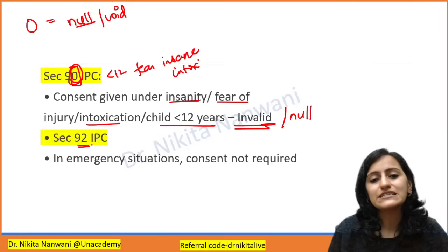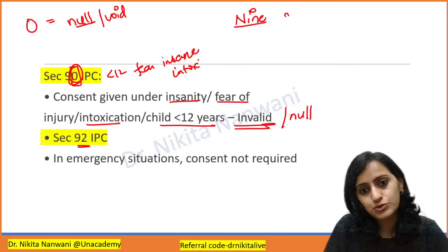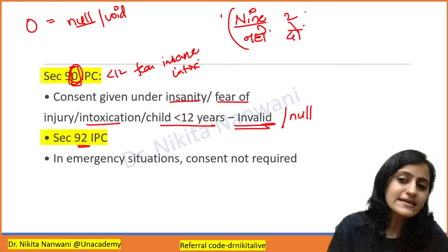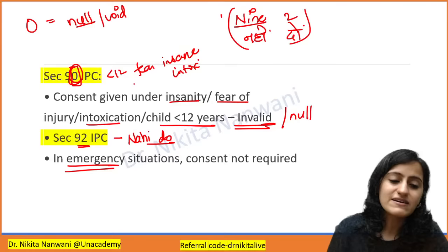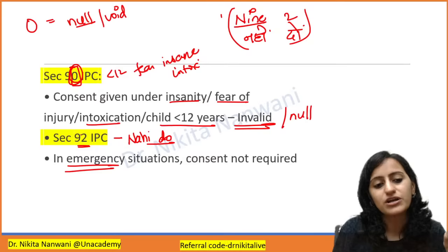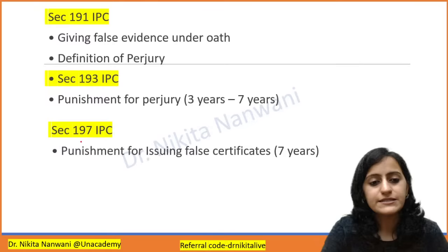Then you have 92. So in our mnemonics, 9 is like nahi and 2 is like Hindi ka do. So nahi do, consent to bhi chalega. So 92 is like nahi do, consent to bhi chalega. Why? Because it is an emergency situation. So saving the patient's life is more important than waiting to take a consent. So in emergency situations, consent is not required. That is nahi do. That is nahi matlab 9 and do matlab 2. That is 92. Next one.